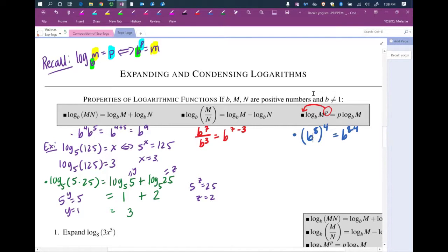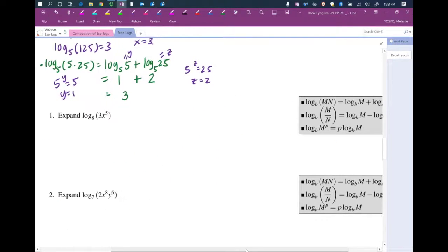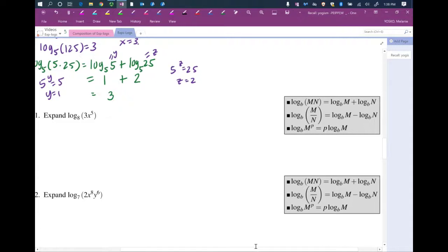Okay, let's do an example. And I've written the properties to the side. When you're doing your homework, you should write down the property every time you use it. By the time you've done your assignment, you'll know all the properties. So this is log base 8 of 3x to the 5th. Notice, it may not be obvious, but there is a product in here. So this is log base 8 of 3 times x to the 5th.